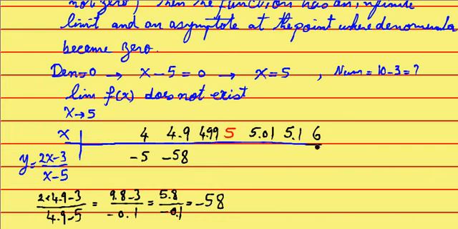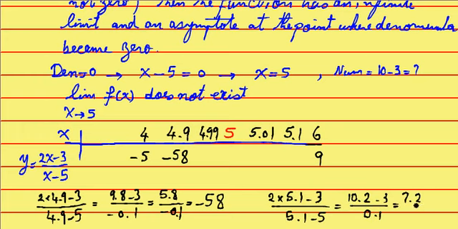On the other side, you can plug 6, for example. 12 minus 3 is 9 over 1, so it starts at 9 here. At the next step, 5.1, when you plug it, 2 times 5.1 minus 3 over 5.1 minus 5, that is 10.2 minus 3 over 0.1, 7.2 over 0.1, that is 72. I got 72 here.